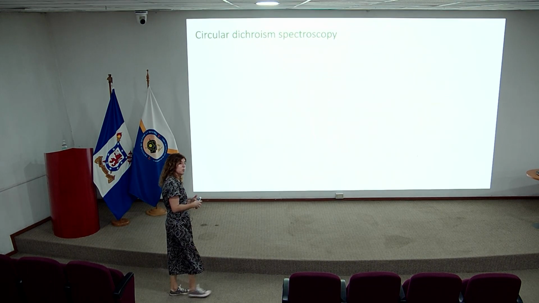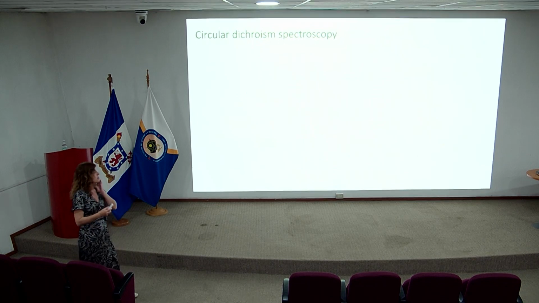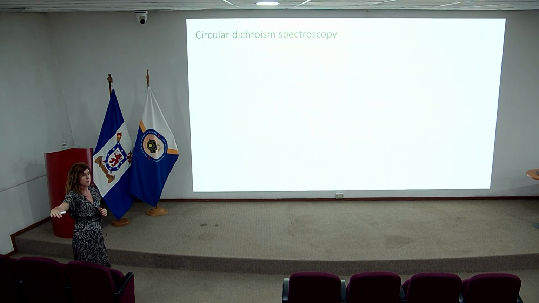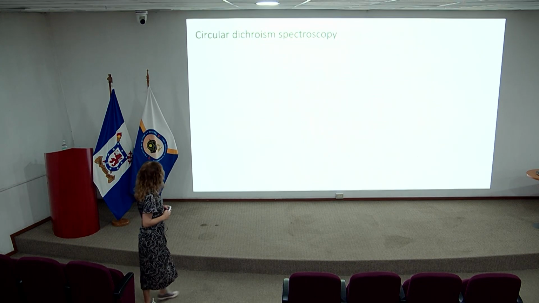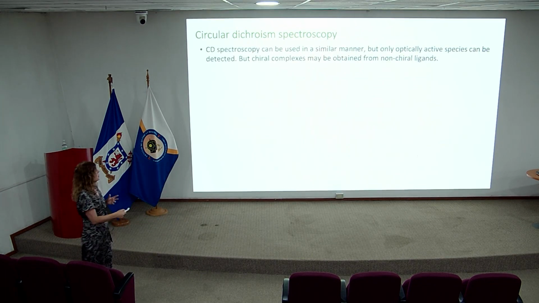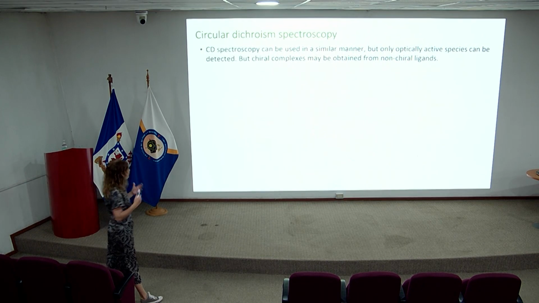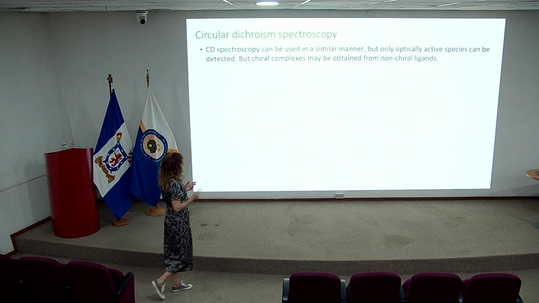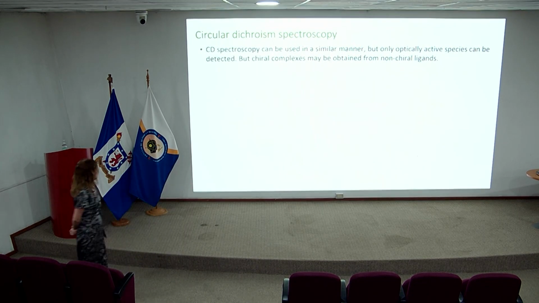When compared to simple UV visible absorption, it's more informative because instead of having just positive bands, these bands might be split and might have positive and negative components. The only problem is that only optically active species can be detected. But we can also see chiral compounds, chiral complexes from non-chiral ligands.